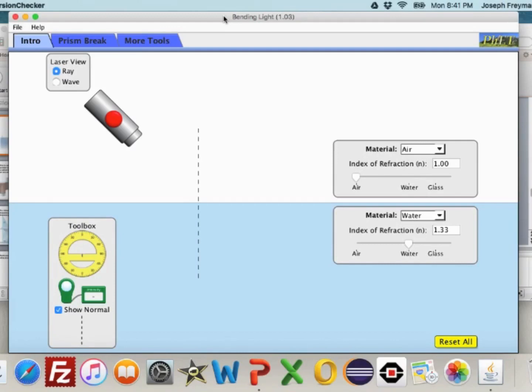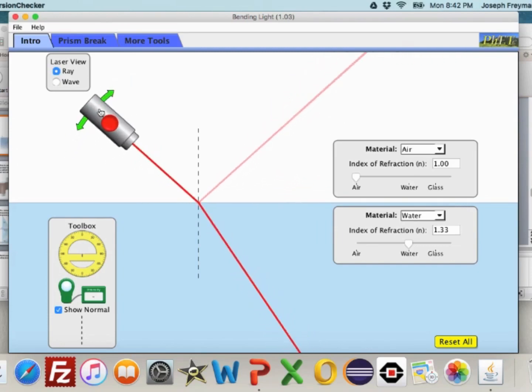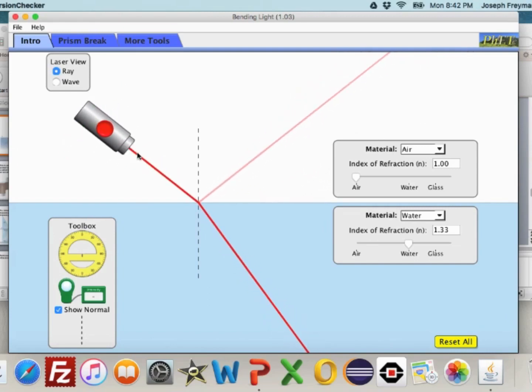Let's take a look at this animation here. It's kind of interesting. We have a laser beam, and we've got our normal line here. The laser beam starts in the air, and then the beam enters the water. Notice that the beam enters a slower medium, and therefore it bends towards the normal. Notice also that we always have some reflected light.